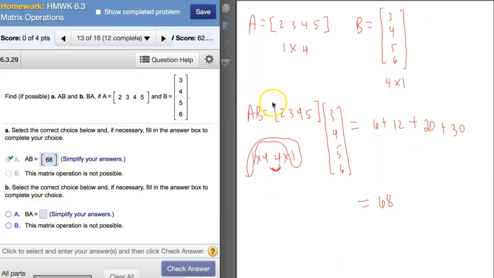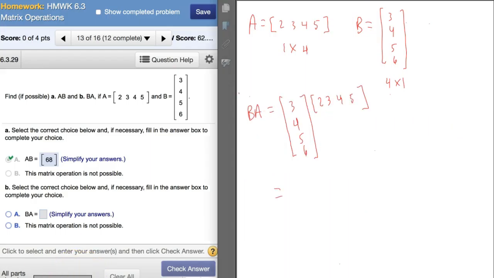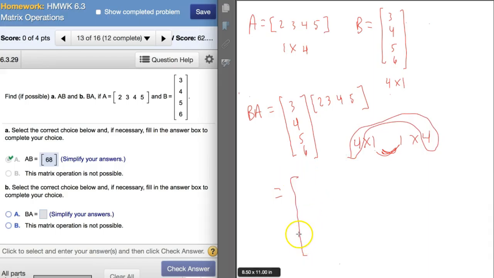All right, so let us go ahead and reverse this and now do B times A. All right, so now when we need to multiply matrix B by matrix A, we know we're going to have a different outcome because, of course, the dimensions will be different. So now we have a 4-by-1 matrix being multiplied by a 1-by-4. And since the inner dimensions match, we know that the outer dimensions tell us what the resulting matrix will be. So we're going to have a 4-by-4 square matrix here.